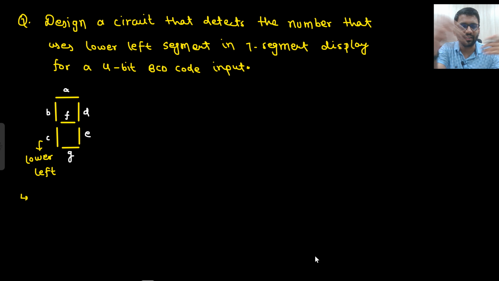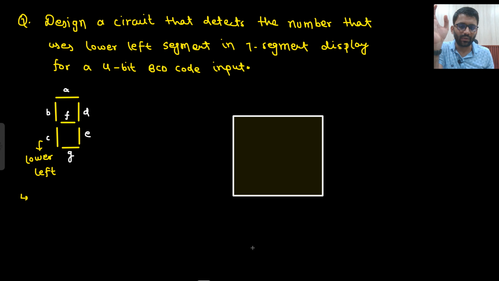Okay, we will see that in assignments. That would be very easy. You can solve it on your own as well. So let's just see this problem. Design a circuit that detects the number that uses lower left segment in 7 segment display for a 4-bit BCD code input. So our input is BCD code.